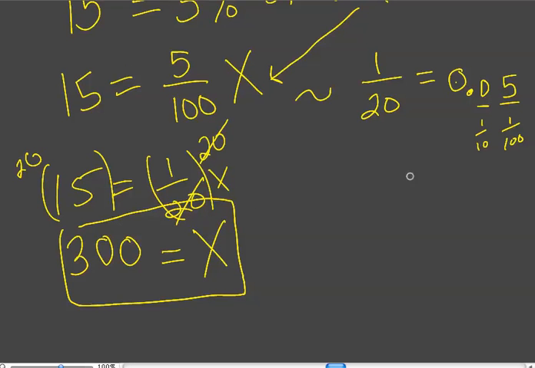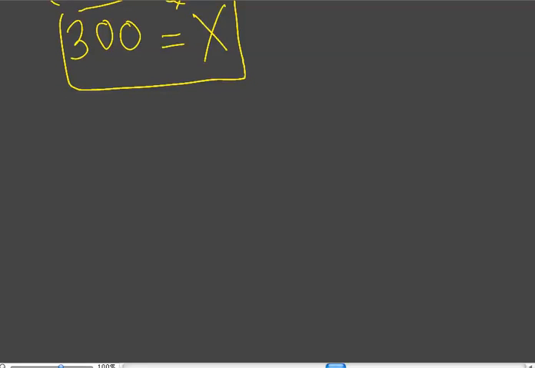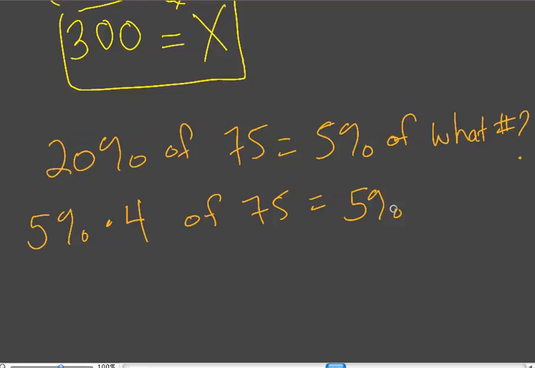That's one way to do it. I want to show you another way because I think it's a lot easier to look at it this way. And we'll see what you think. So I'm going to write it again. 20% of 75 equals 5% of what number? Right? Okay, well, let's look at it this way. 20%, well, that's 5% 4 times, right? Times 4. So 5% times 4 of 75 equals 5% of what?